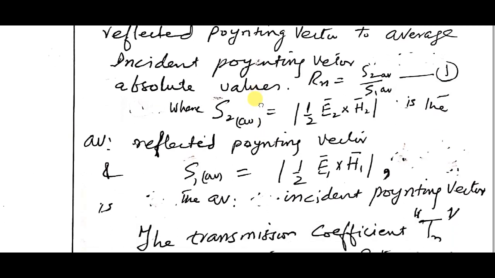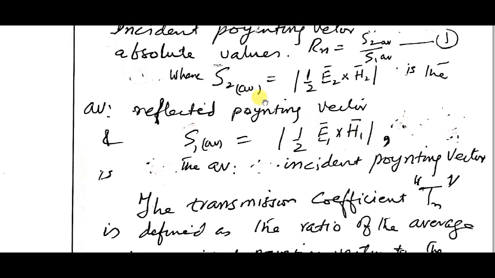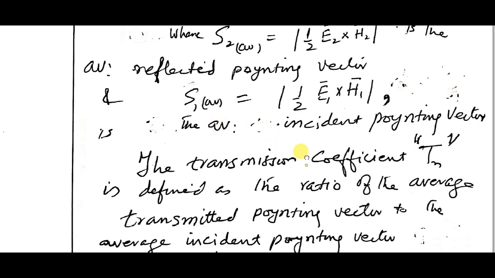Here S1 and S2 are the pointing vectors, the energies or power contained in an electromagnetic wave, in the form of E cross H. The average pointing vector S1 is given by the absolute value of half of E1 cross H1, and S2 average is given by the absolute value of half of E2 cross H2. S2 is the reflected pointing vector and S1 is the average incident pointing vector.